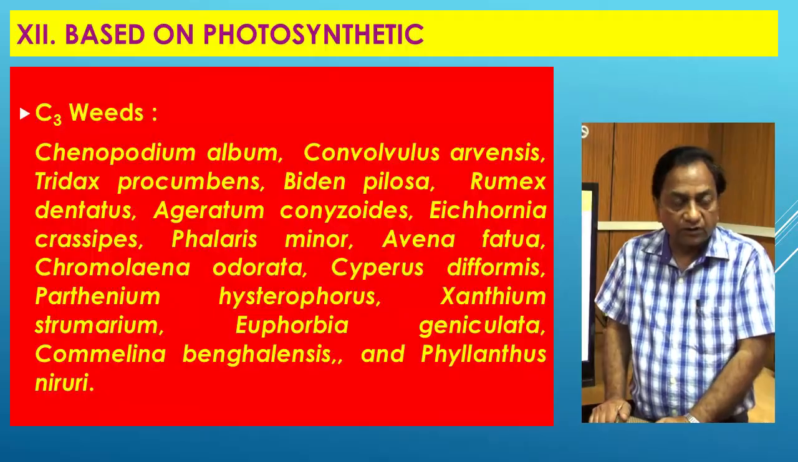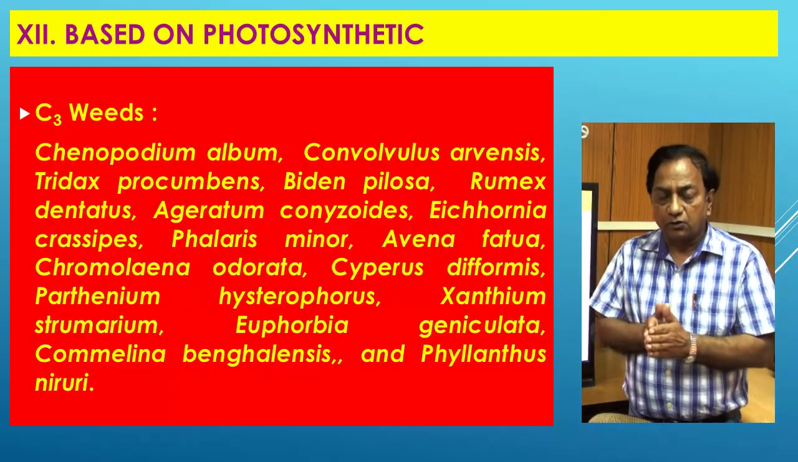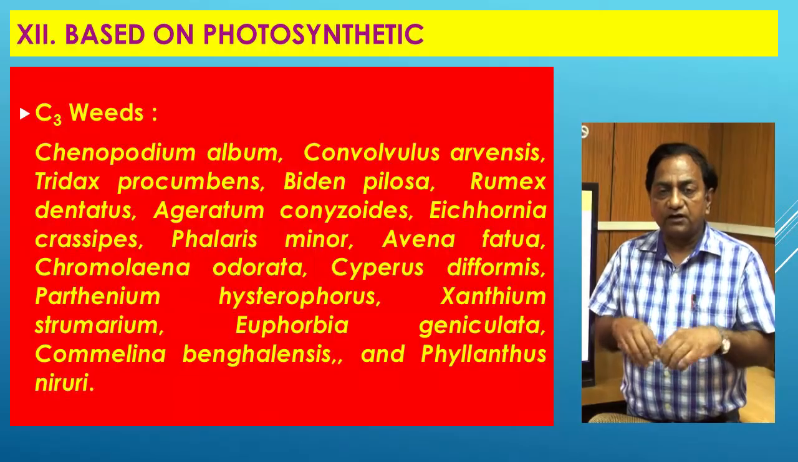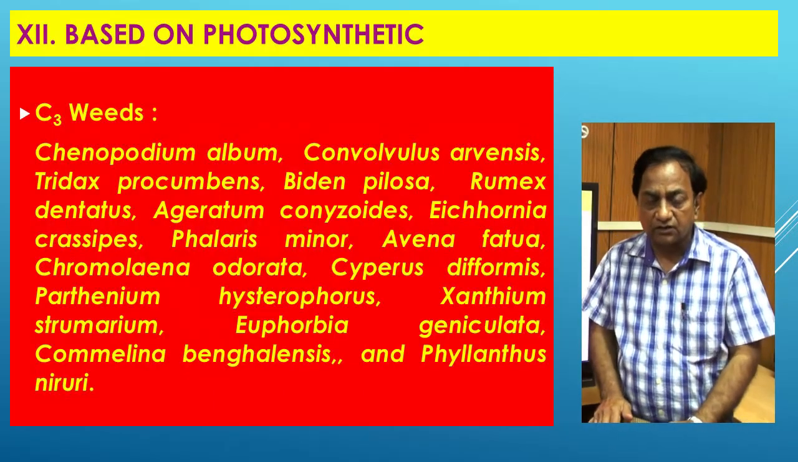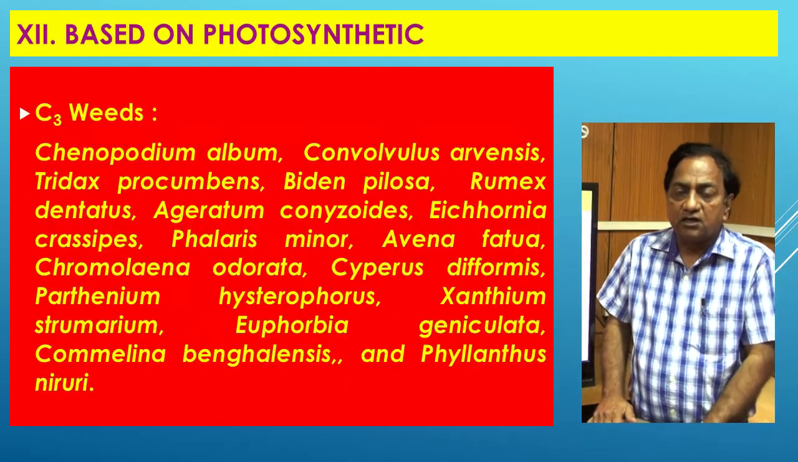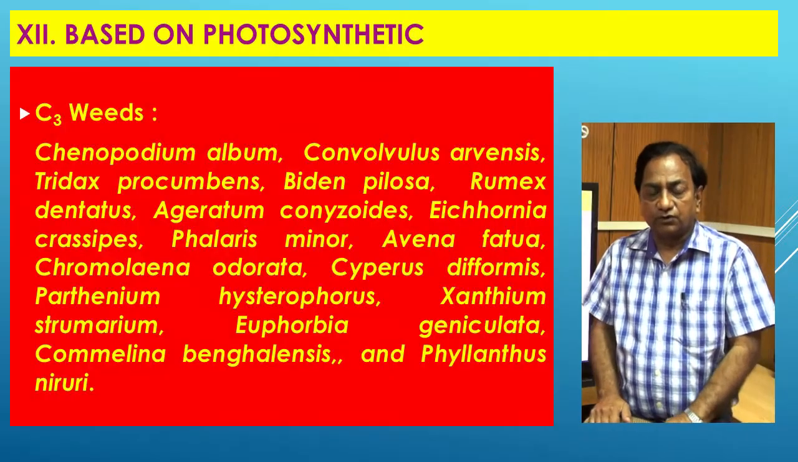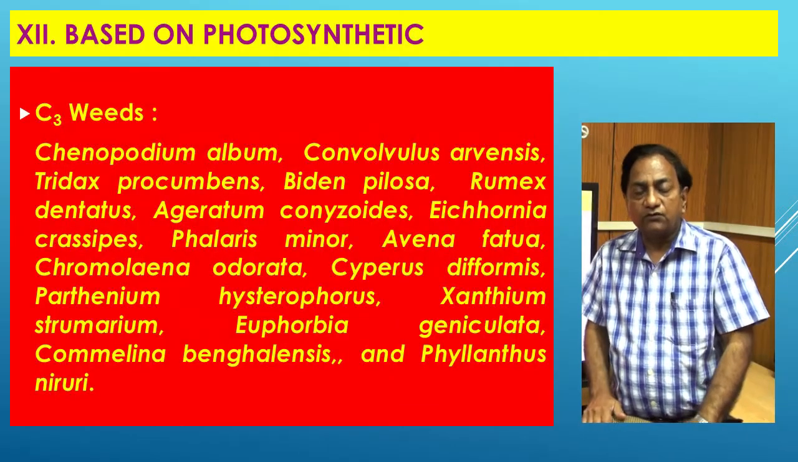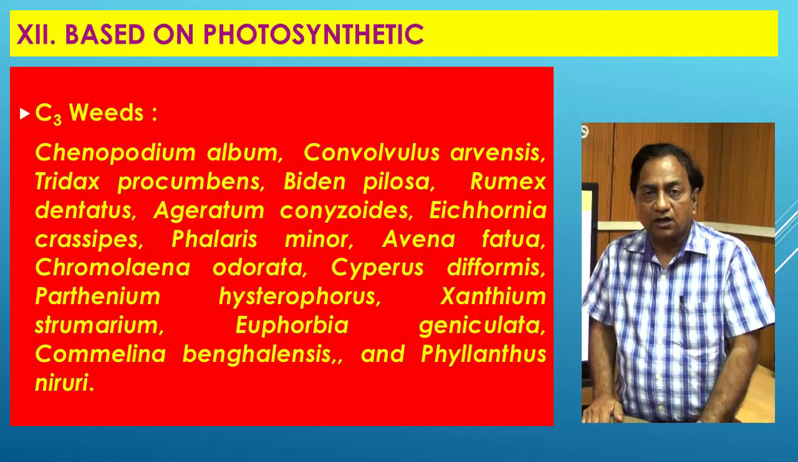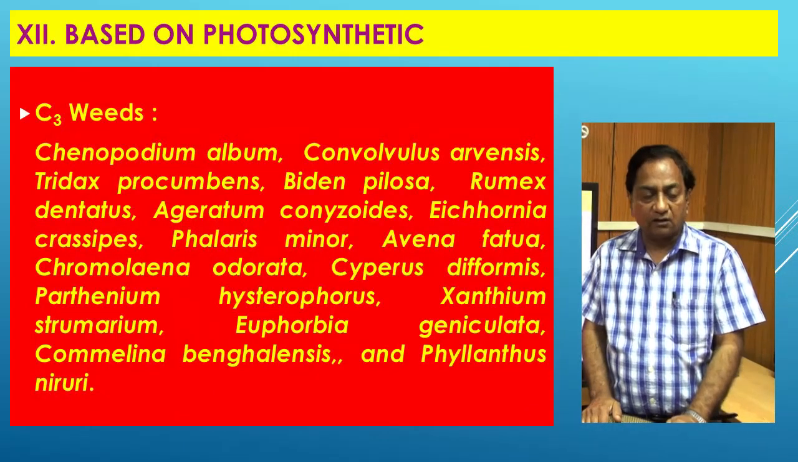Now, based on photosynthesis, as I said, there are groups of weeds which have different types of photosynthetic efficiency. For example, C3 type weeds are very poor, or very inefficient, in photosynthesis, whereas C4 type weeds are much stronger and utilize solar rays more efficiently as compared to C3.